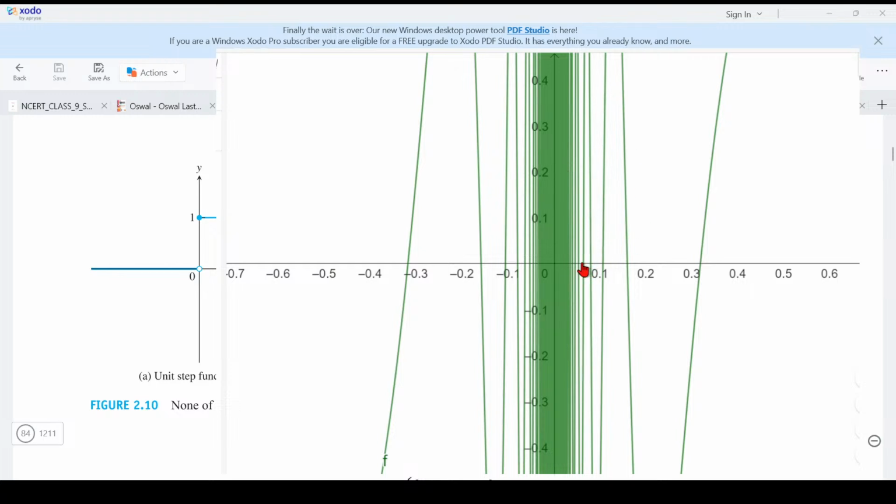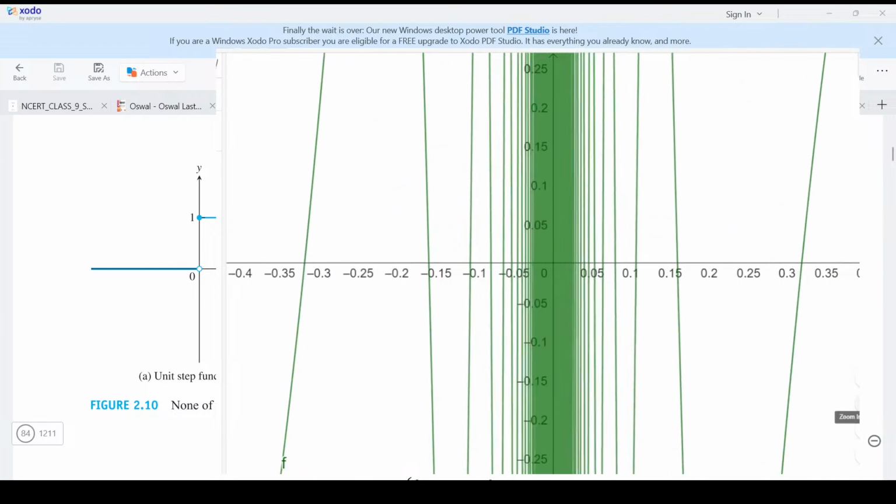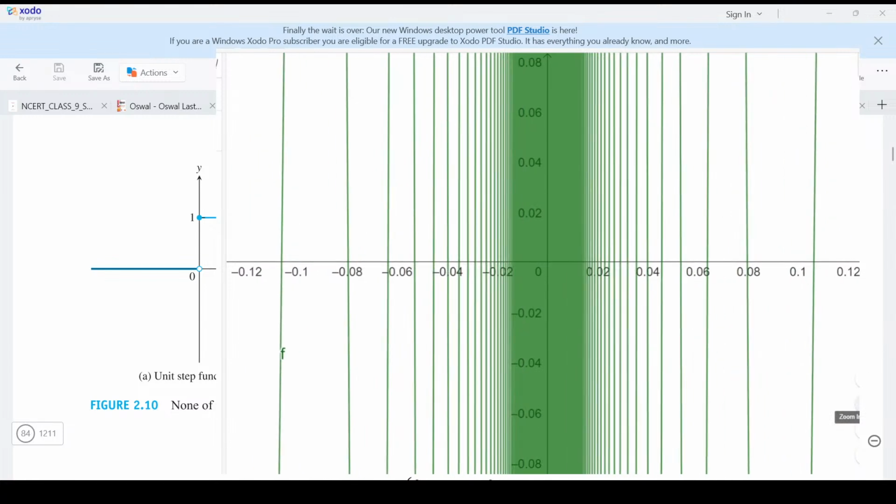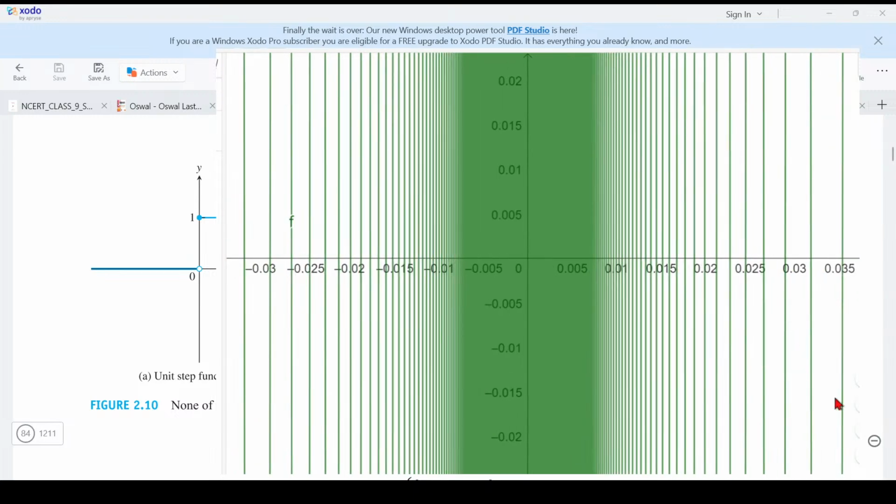Between 0.01 and, let's say, 0.001, there would have been another 30 or 40 cycles, whatever. So as your x value becomes smaller and smaller, the number of cycles will increase very rapidly. Agreed? The number of cycles is increasing so rapidly.